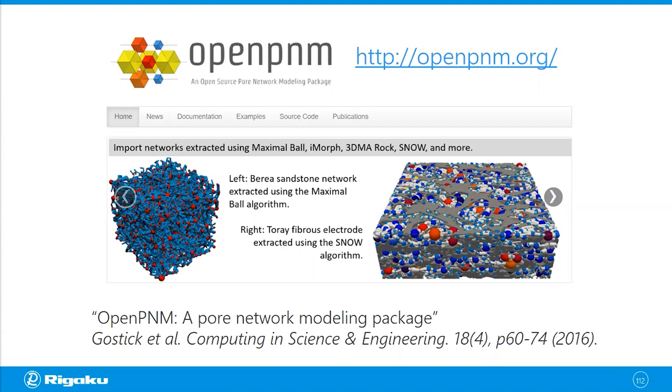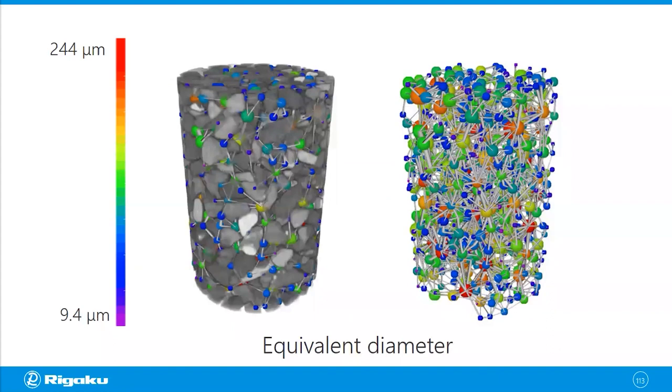Yet another way to visualize a pore network is to show the equivalent diameter spheres with sticks that are connecting those pores. Now, to get this network, I used OpenPNM for calculation, but OpenPNM works as a plugin in Dragonfly. So I'm still using Dragonfly for the visualization.